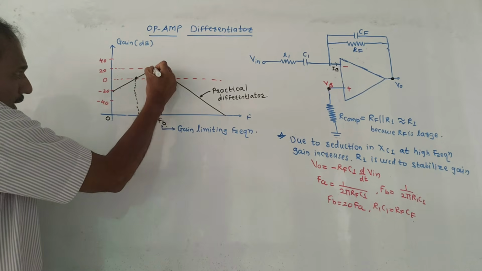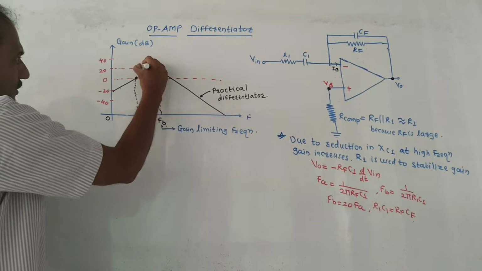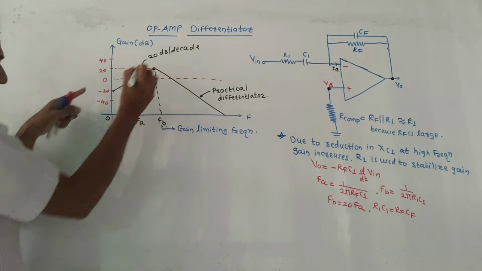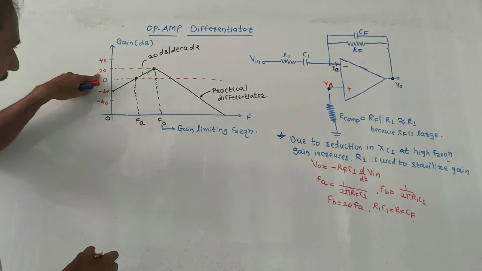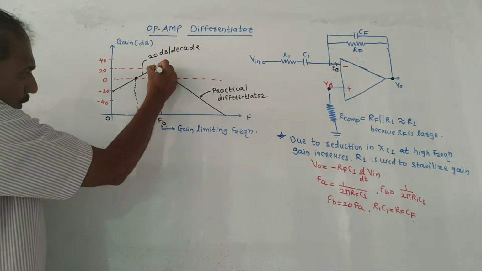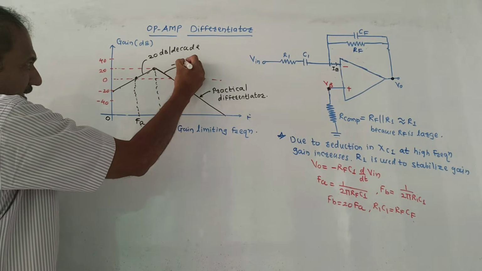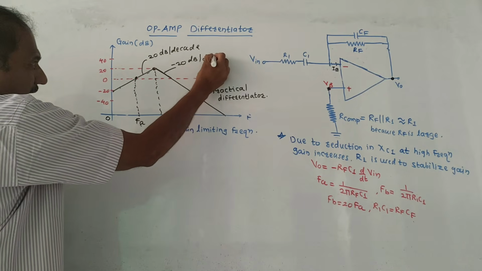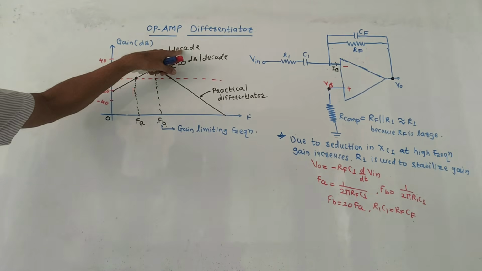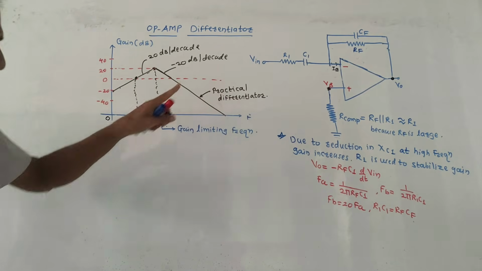Now from FA to FB, again gain increases as we go on increasing the frequency. So this slope is 20 dB per decade, because here the reading is 0, and at this point the reading is 20. But due to inclusion of this resistance R1, from this point where I have marked FB, the gain reduces. This reduction is minus 20 dB per decade, because this reading is minus 20. So the gain will not continuously go on increasing, it will get reduced. So this is the response of a practical differentiator.